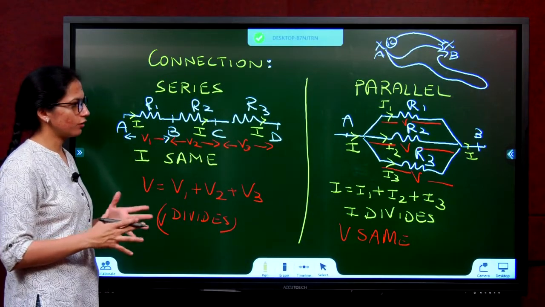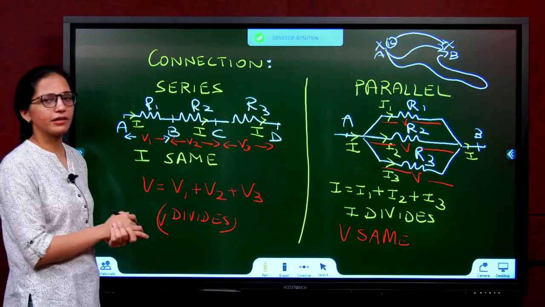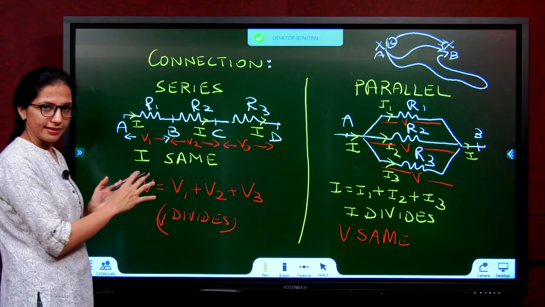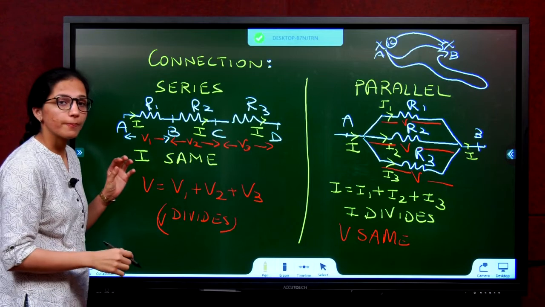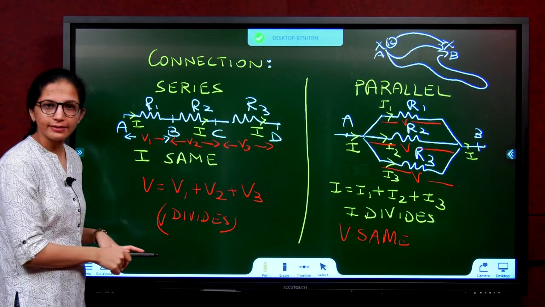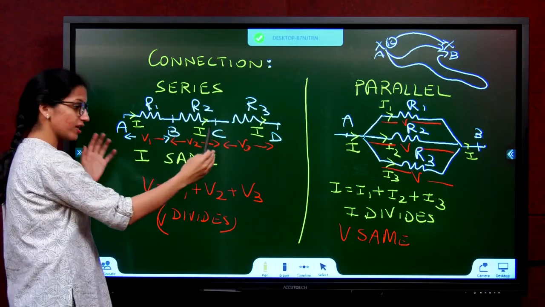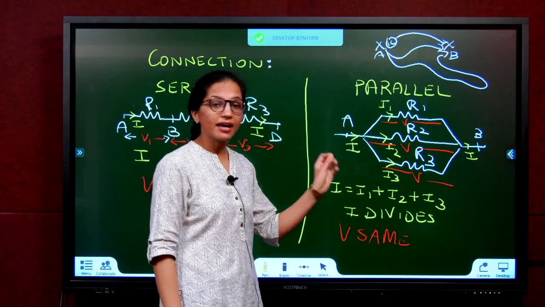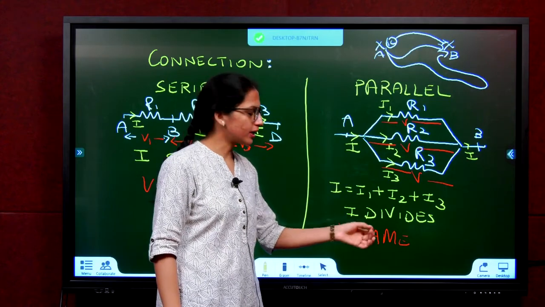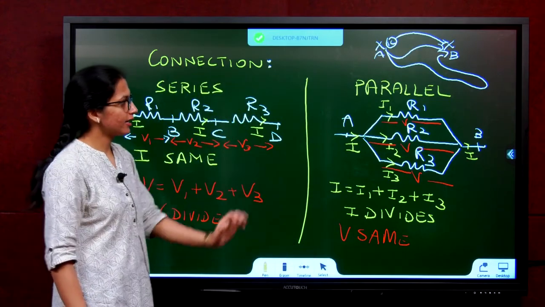So what do we conclude by this whole concept over here? In series connection, current remains same through all resistors, same current flows through them. But the potential divides. V divides into V1 plus V2 plus V3. In parallel combination, the current itself divides, but the potential remains same. Very important.